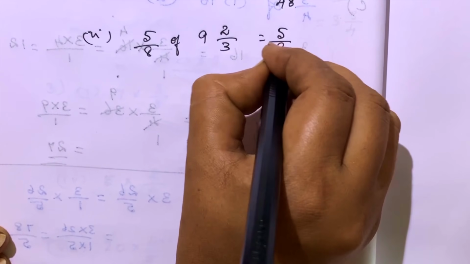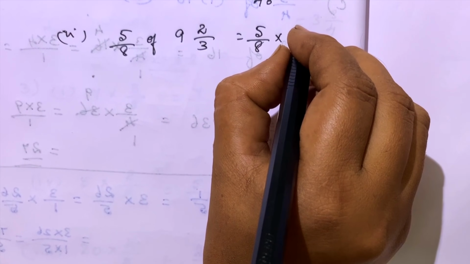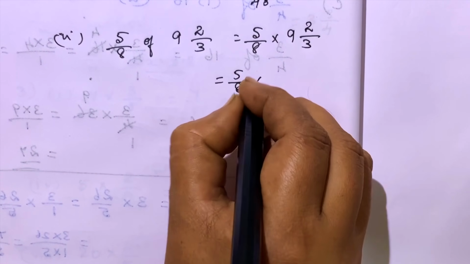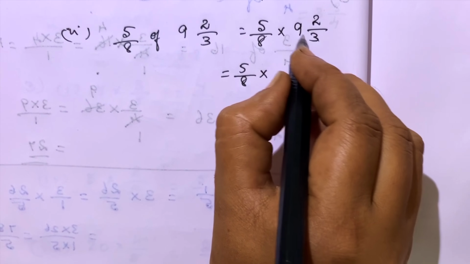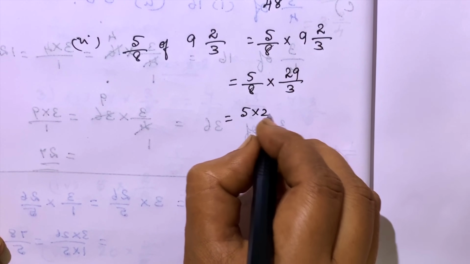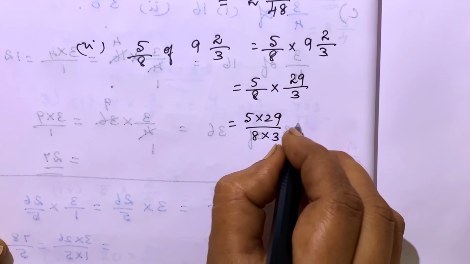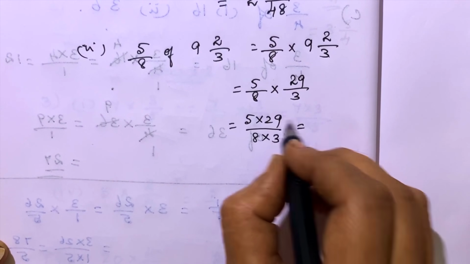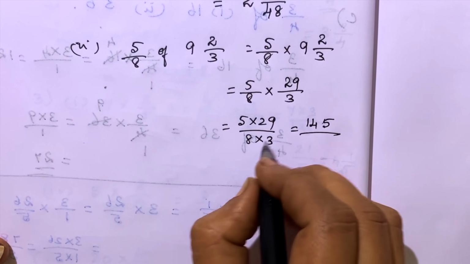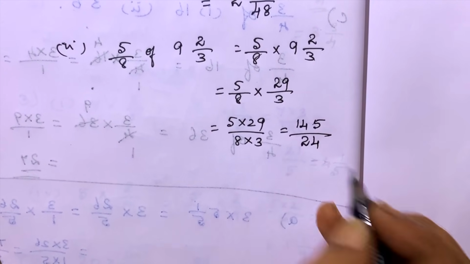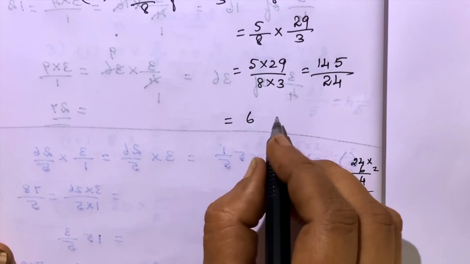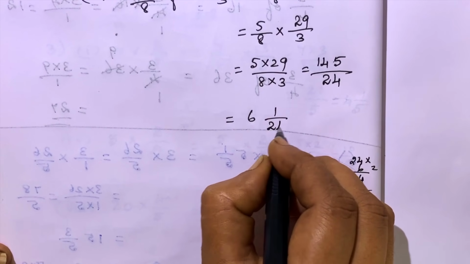equal to 5 by 8 into 9 2 by 3, which is equal to 5 by 8 into 9 3s are 27, 29 by 3, which is equal to 5 into 29 by 8 into 3, which is equal to 5 29s are 145 by 8 3s are 24, which is equal to 6 times means 144, remaining 1, so 6 1 by 24.